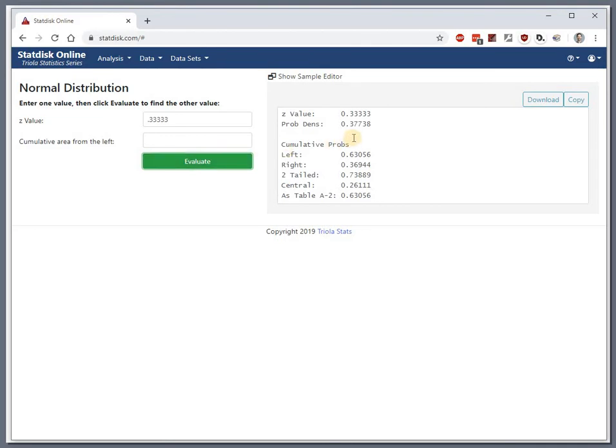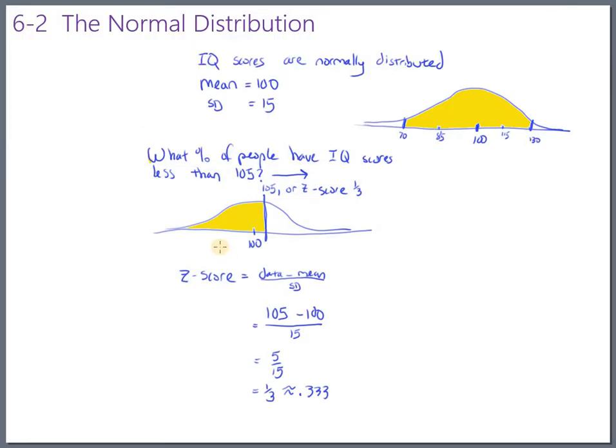And what it tells you, particularly the thing that we're interested in, is this one right here, the cumulative probability. The area to the left is 0.631, rounded to 3 sig figs. So 0.631 is this area right here. So what percent of people have IQ scores less than 105? About 63% of them do. And I'll just put the same decimal rounding in there, 0.631.